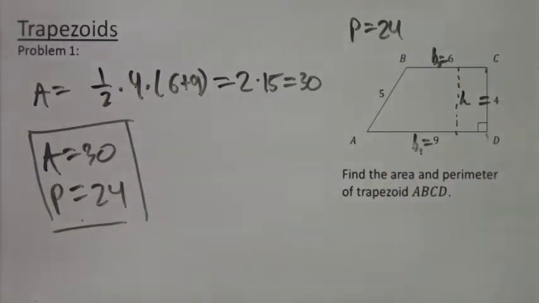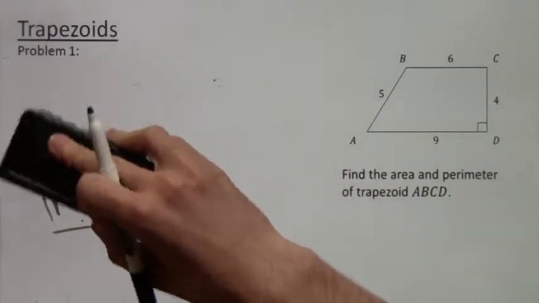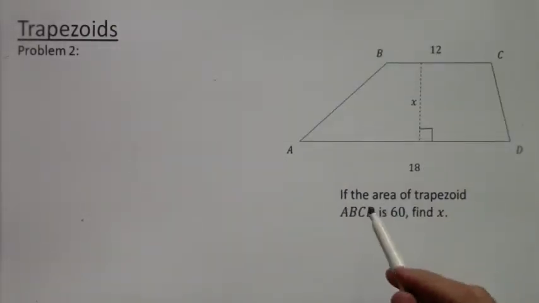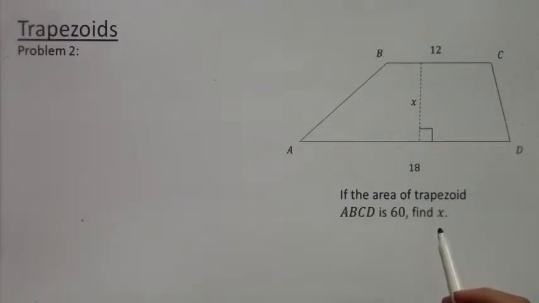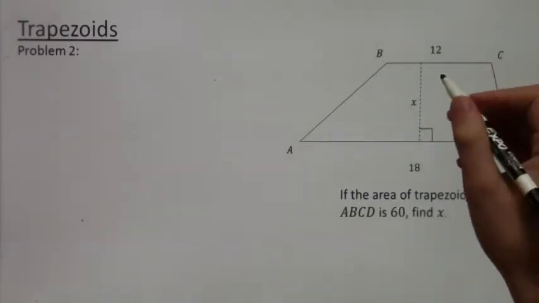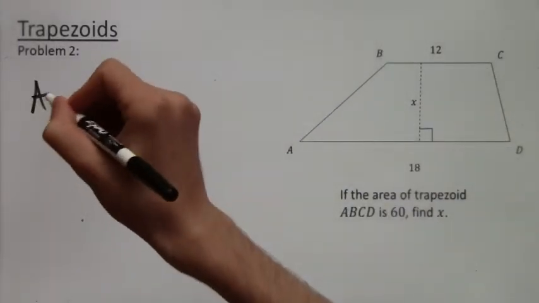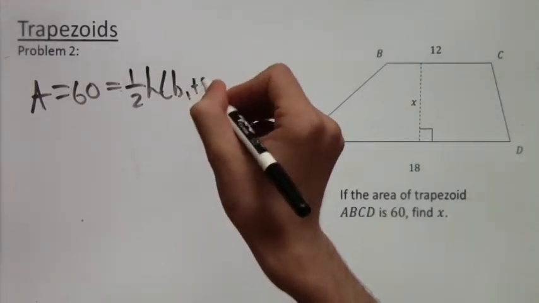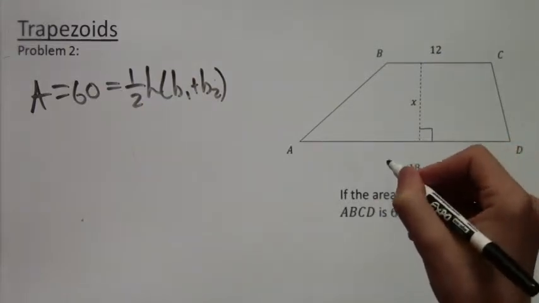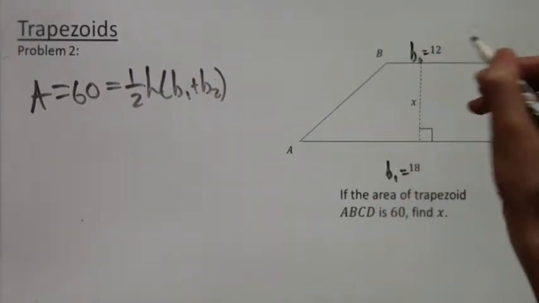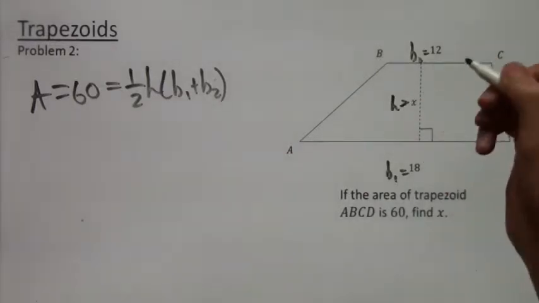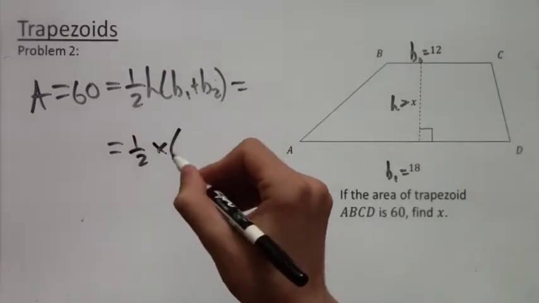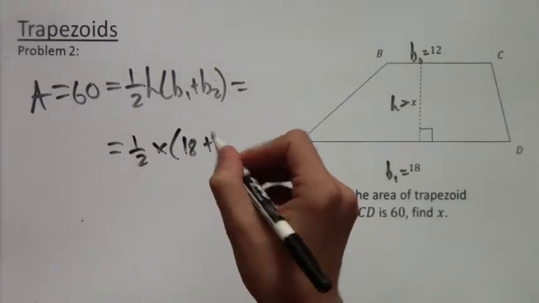All right, let's do another problem. So the area of trapezoid ABCD is 60, and we're asked to find x. So x is the length of the height. Now, if the area is equal to 60, then the formula tells us that that's equal to 1/2 times h times b1 plus b2. b1 plus b2 are right here. They're the parallel bases. And x is the height. So we can rewrite this as 1/2 times x times 18 plus 12.